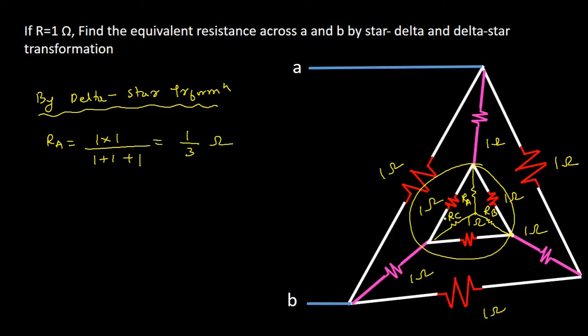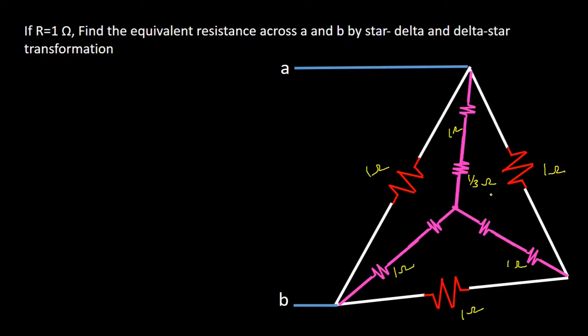Since all the resistances are equal in this delta network, RB will also be equal to 1 by 3 ohm and RC will also be equal to 1 by 3 ohm here. Now this circuit will convert like this. This is 1 by 3 ohm, this is 1 by 3 ohm, this is 1 by 3 ohm. Now we can see that in this star connection, this 1 by 3 ohm is in series with this 1 ohm in this branch. Similarly, in this branch, this 1 by 3 ohm is in series with 1 ohm and in this branch also this 1 by 3 ohm is in series with 1 ohm.